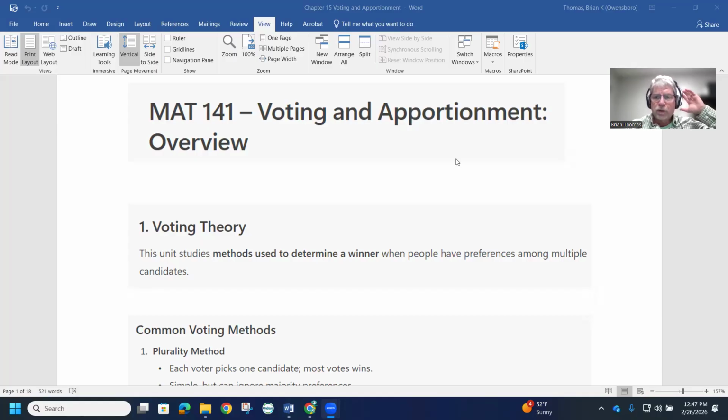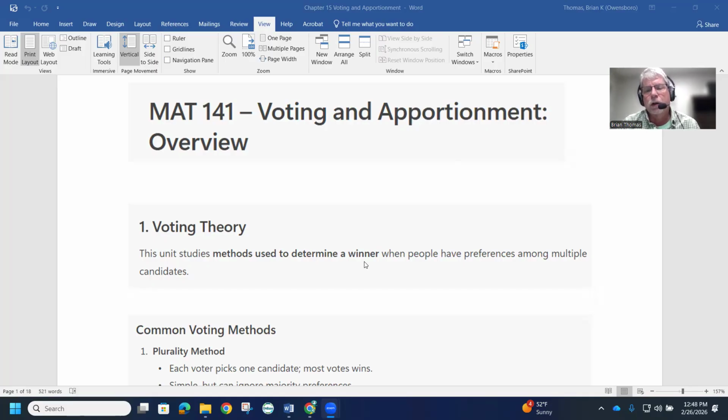So as we move into chapter 15, we get into what's called voting and apportionment. One of the things about being a democracy is that we have voting. There are a lot of voting theories out there. So in this unit, we're going to study methods used to determine a winner when people have preferences among multiple candidates.